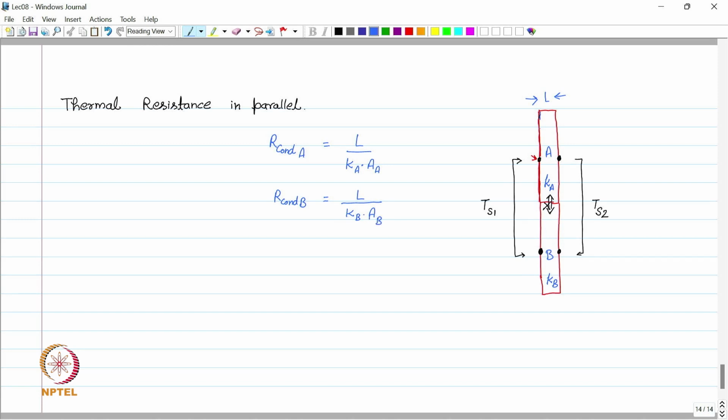So these are the thermal resistances of materials A and B, and because they are connected in parallel, the overall resistance is given by 1 upon R total equal to 1 upon RA plus 1 upon RB. We can say this comes out as 1 upon (L upon Ka into AA) plus 1 upon (L upon Kb into AB). So this is the total resistance of this whole assembly, and this is very similar to the parallel connection of electrical resistances.